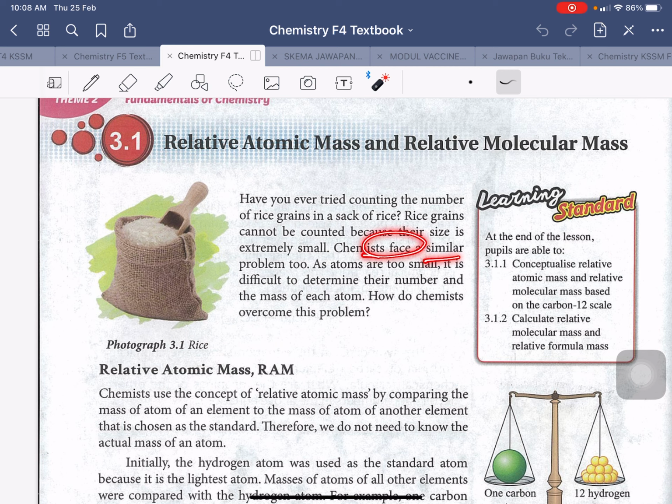Chemists face a similar problem too. So, apa kaitan dengan ahli kimia? As atoms are too small and it is difficult to determine their number and the mass of each atom. So, how do chemists overcome this problem?